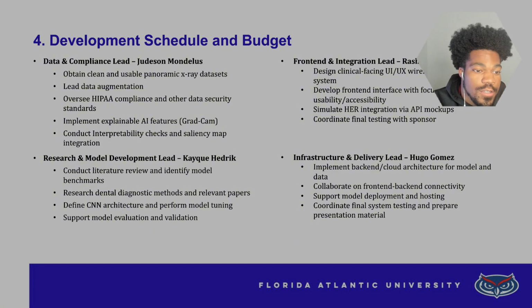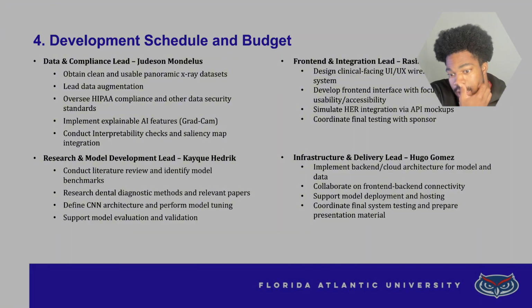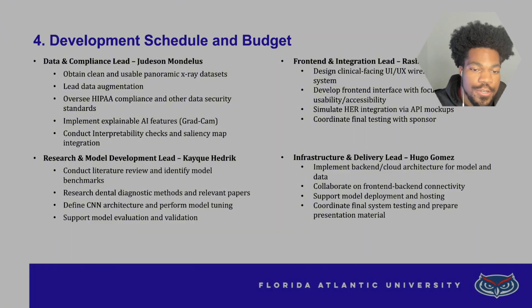Then we move on to research and model development lead, which will be doing most of our research for a lot of the different things that we plan on doing to improve our products. This also includes using and finding relevant papers for our product. Infrastructure and delivery lead is Hugo. Hugo collaborates on the front end and back end connectivity and supports model development and hosting, as well as coordinates the final system testing and prepares presentation material.